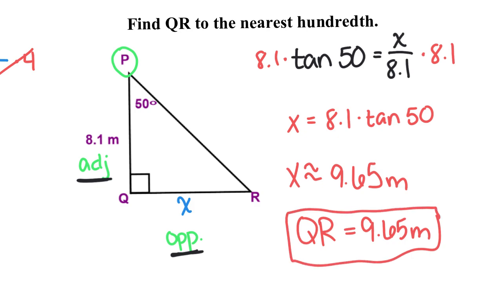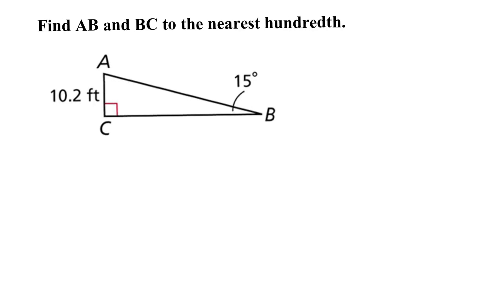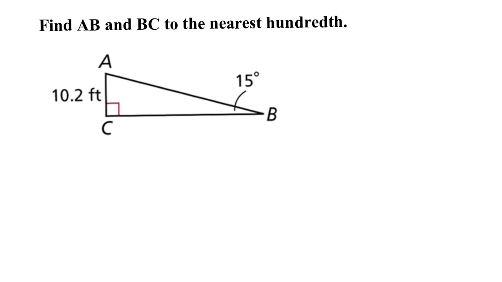And there we go. All right, so on our last example, we're finding both AB and we're finding BC. So we're just going to start by finding AB. So we're going to call AB x. So we know angle B, so I'm going to circle angle B, and now we can label. So AC is the opposite, and AB is the hypotenuse.